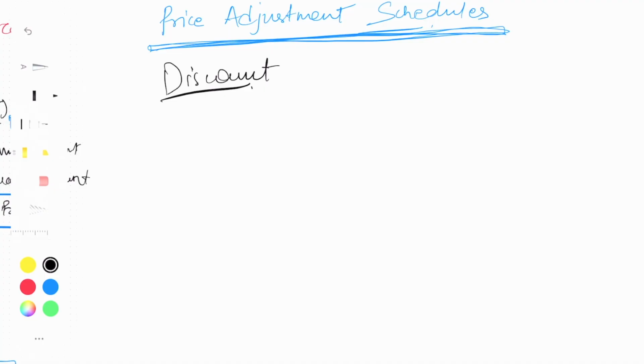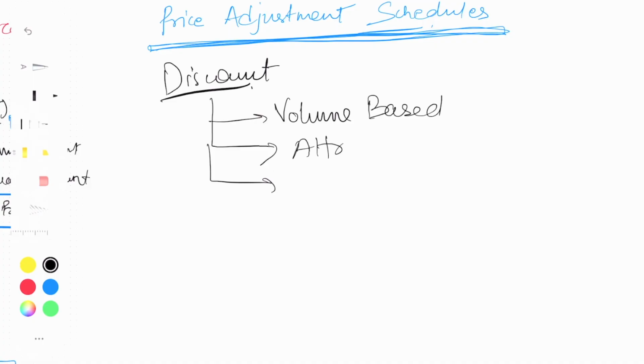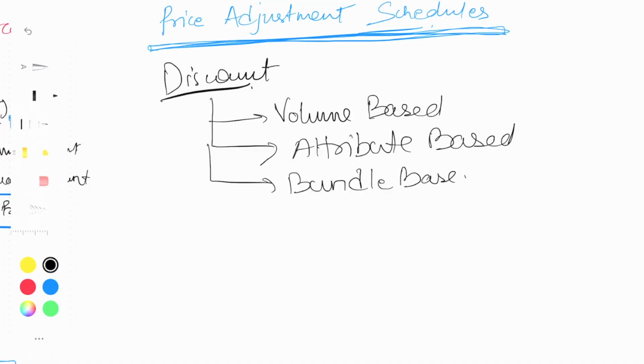In that also we have three types: volume based, attribute based, and the third one is bundle based. So we have three types of discounts, and majorly these three types of discounts we are applying.